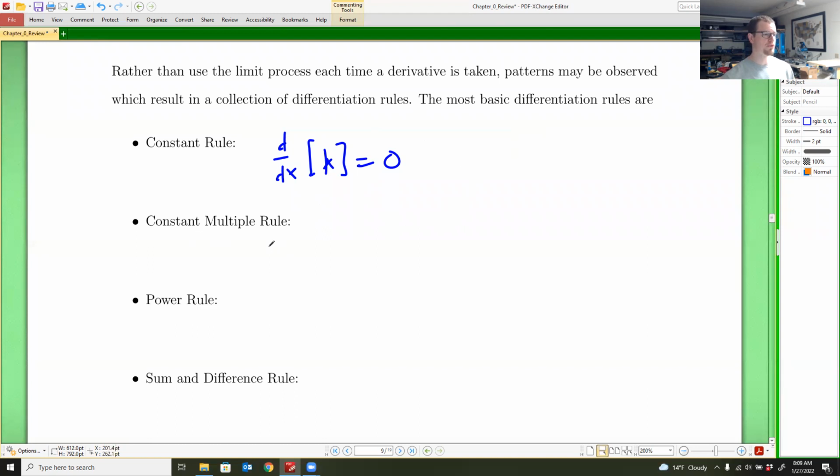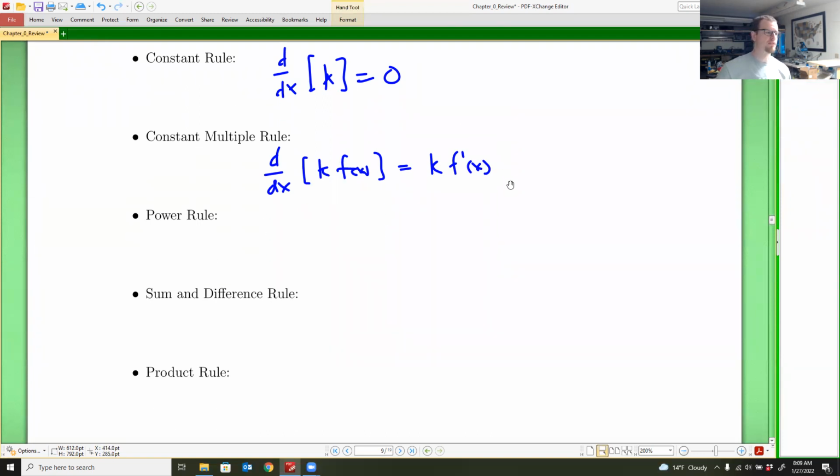Constant multiple rule. So say I have some differentiable function f, and then d over dx of k times f of x is equal to k times f prime of x. That constant multiple rule just follows right along, or the constant multiple rule says the constant just follows along. You can pull the constant out essentially when you're taking a derivative.